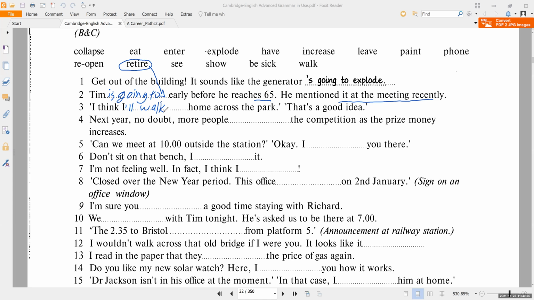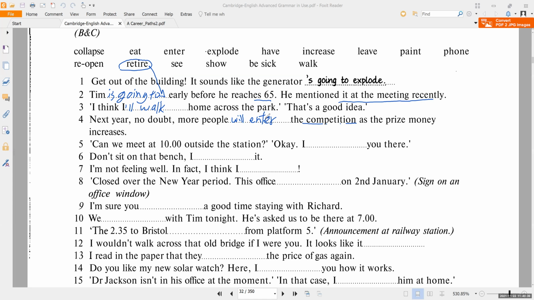The competition as the prize money increases. Next year, no doubt, more people will enter. إذا أكيد هو يتوقع شيء من هذه المفاجأة أو من هذه الجوائز. Next year, no doubt, more people, the competition, المسابقة, as the prize money increases. إذا number 4 راح تكون no, yes, no doubt, more people will enter, سيدخلون إلى المسابقات.